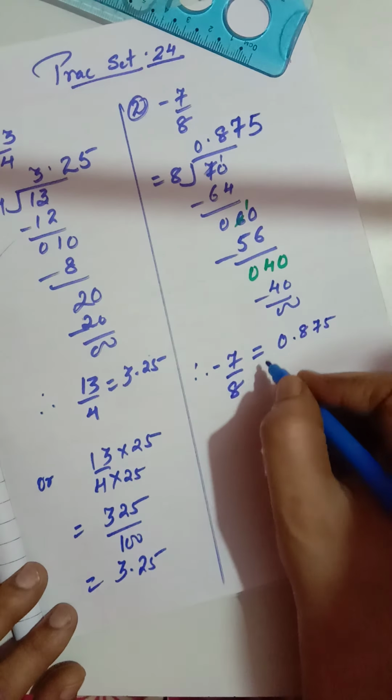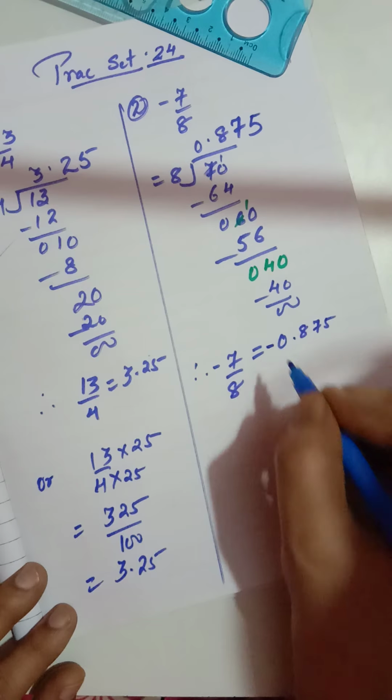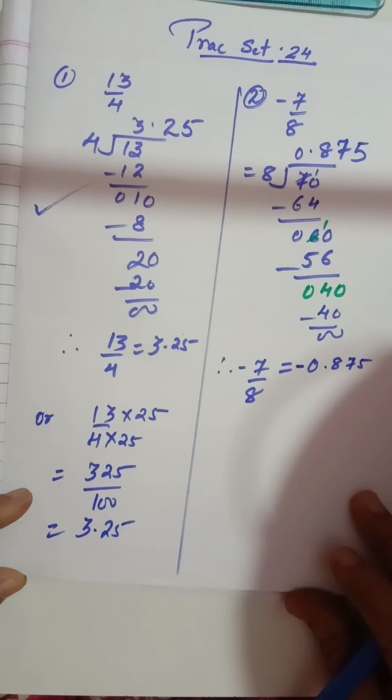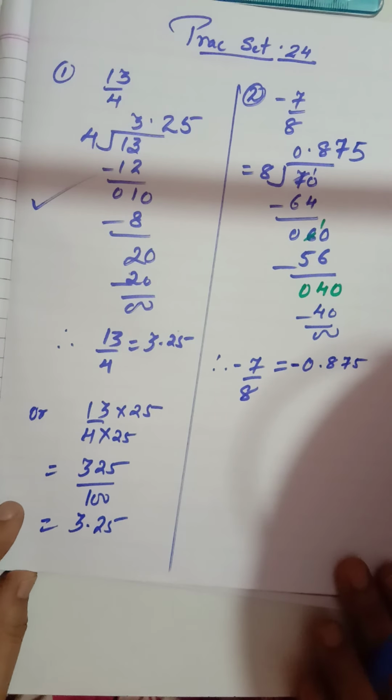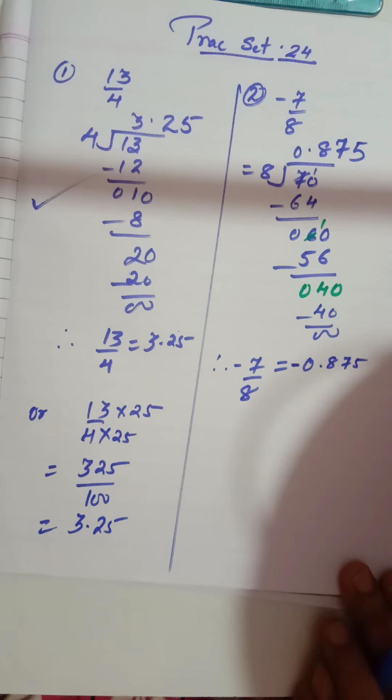0.875, but since there is a minus in the numerator, you will put a minus sign in the answer also. So I hope, children, you have understood question number 2. Now let us do the third question.